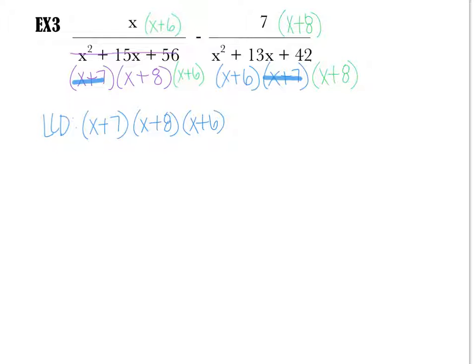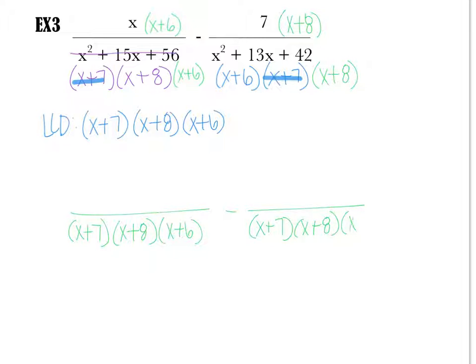All right, so I'm just going to clean it up a little bit. So I'm going to have x plus 7, x plus 8, x plus 6 as my denominator, and my other fraction is going to have the same. All right, so now I am just going to distribute this x. So I'm going to have x squared plus 6x.